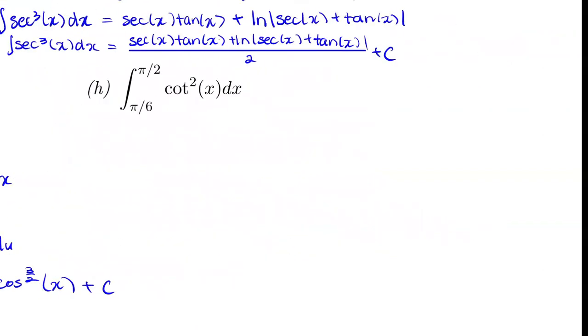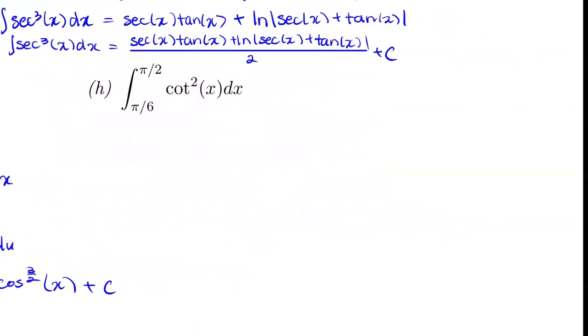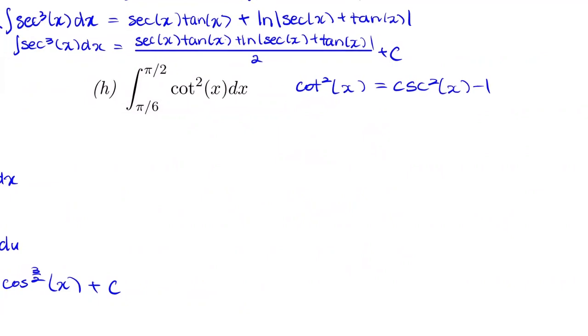Okay, so let's have a look at part H. So we have the integral from pi/6 to pi/2 of cotangent squared of x. We could also rewrite this using one identity we should be familiar with. So remember that cotangent squared of x is cosecant squared of x minus 1, right? So let's go ahead and apply that.